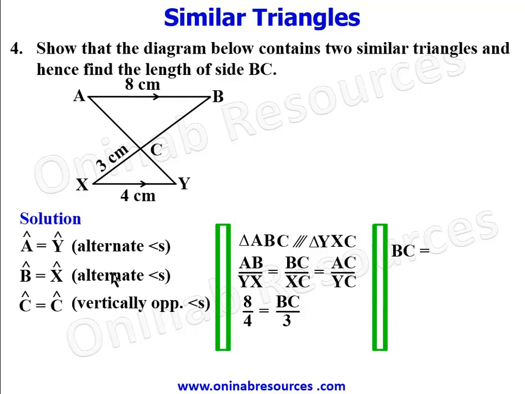So our BC is going to be 8 times 3, which is 24, divided by 4. 4 divided by 4 gives 1. 24 divided by 4 gives 6. Therefore, BC is equal to 6 centimeters. So we have done justice to problem 4, and that's the highest we can take in this tutorial.